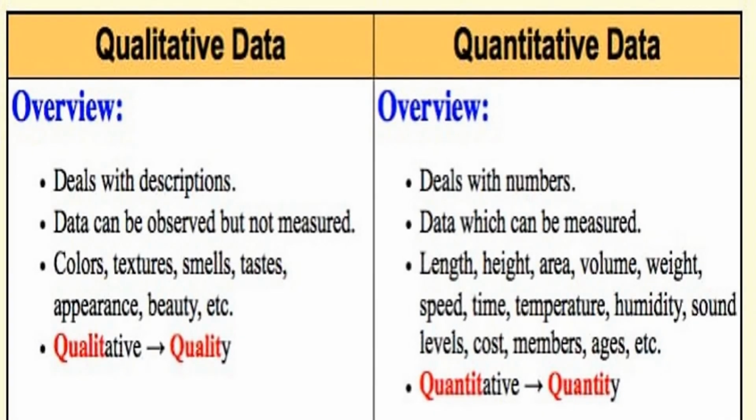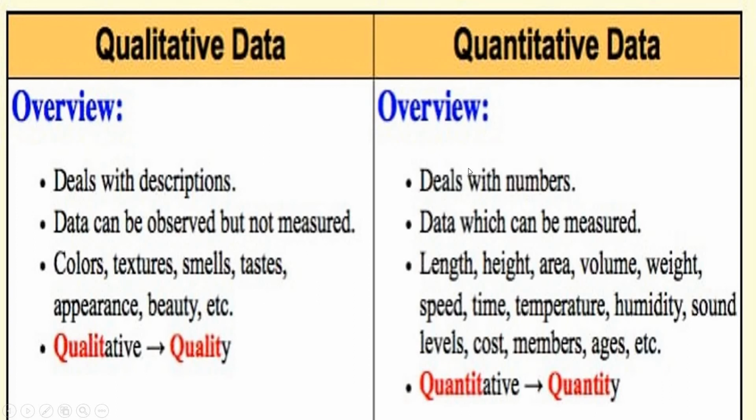With the help of examples, I want to introduce qualitative data and quantitative data. Qualitative data refers to quality. It deals with description, for example, Sachin was a good cricketer. Data can be observed but not measured. Quality is observed only, not measured. Color, texture, smell, taste, appearance, beauty, these are qualitative, meaning quality.